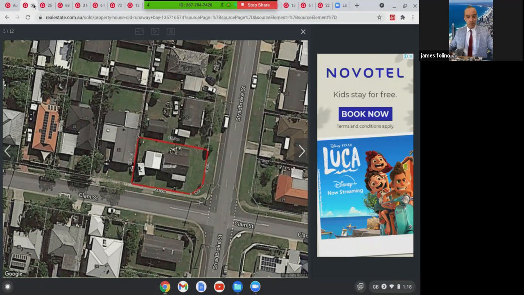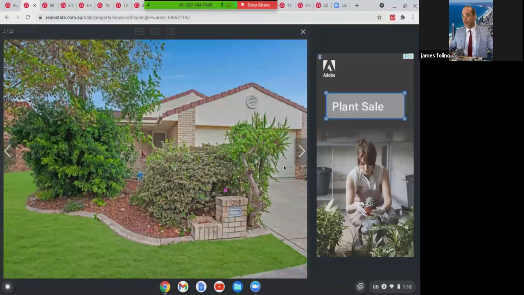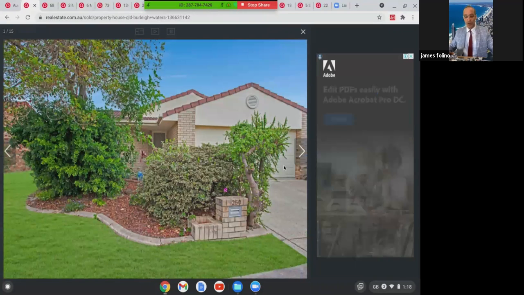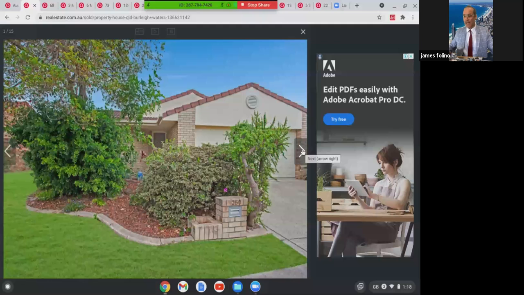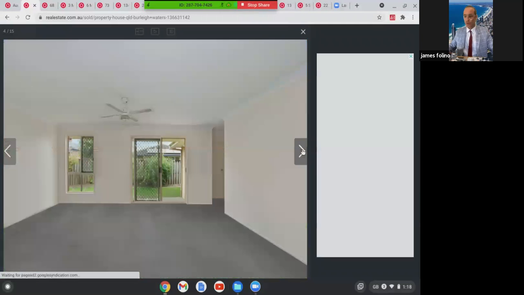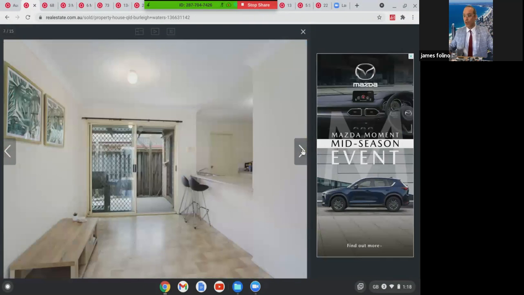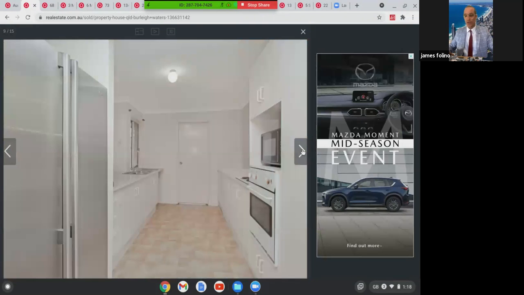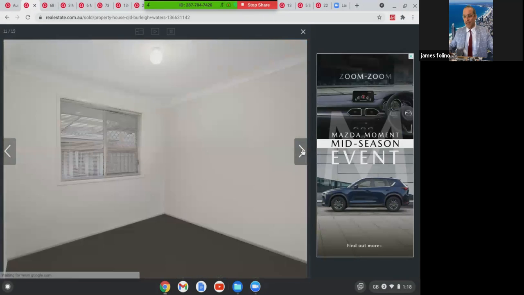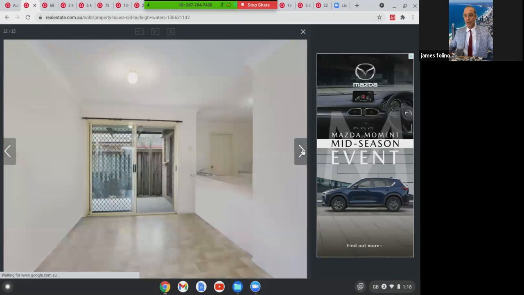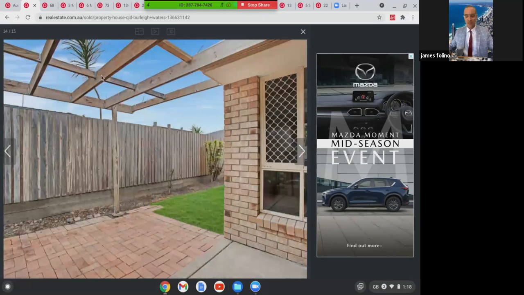We'll move on to this property here. This was a newish home at 250 Christine Avenue in Burleigh Waters. It was three bedroom, a lovely brick home, ready to move into, on a 400 square metre block, so a little bit smaller than the average block. This home in Burleigh Waters sold at 710,000. Burleigh Waters has really jumped, but there are still some good properties to be purchased.